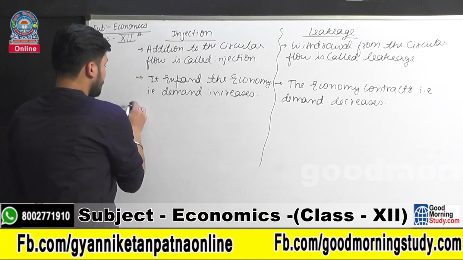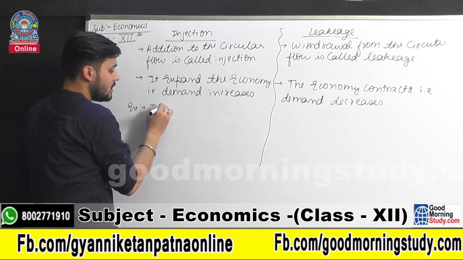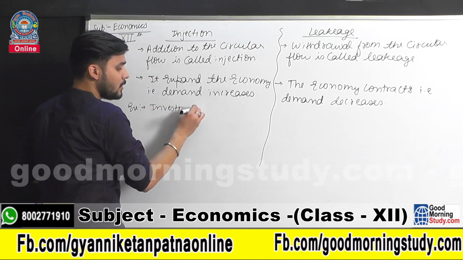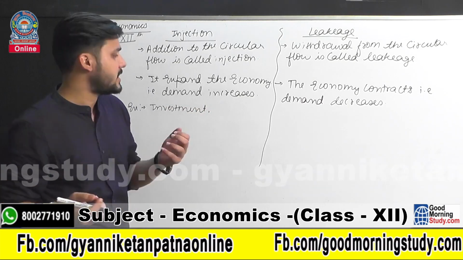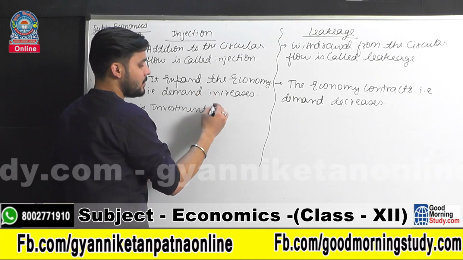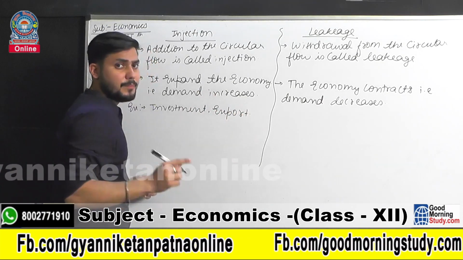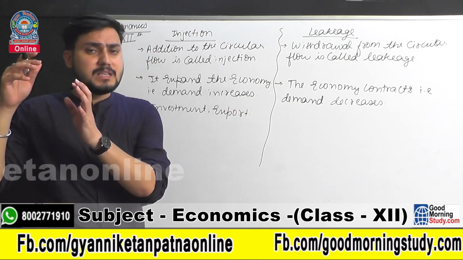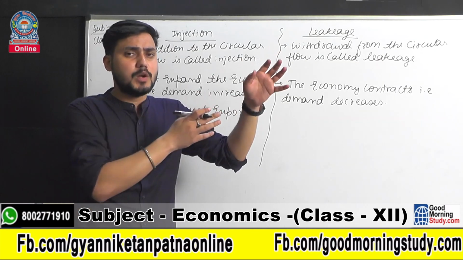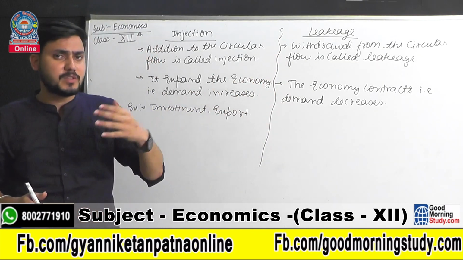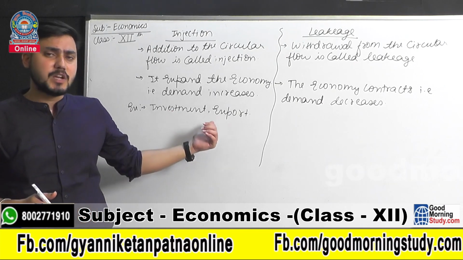Now the example of injection is investment, because in case of investment there is inflow of money to the economy, so it is called injection. One more example is export. Export is also injection, because in case of export, we sell the domestically produced goods to the rest of the world, and in return we get money. So there is inflow of money in the economy. That's why export is called injection.